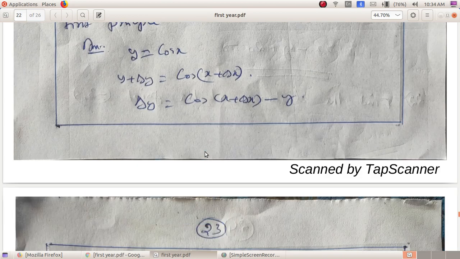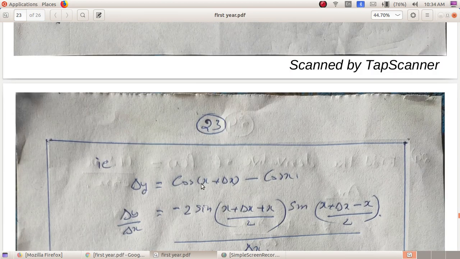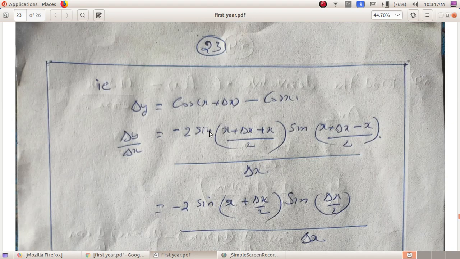Okay. Then cos c minus cos d. What is cos c minus cos d? That is a formula: minus 2 sin of (c plus d) by 2 sin of (c minus d) by 2. That is the formula for finding cos c minus cos d. Here c means this one, d means this x only. Then cos c minus cos d means minus 2 sin of (c plus d) by 2 sin of (c minus d) by 2. X plus x is 2x, its half is 1x, then delta x by 2.